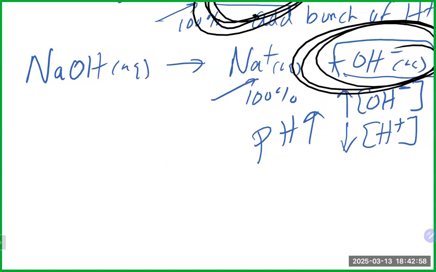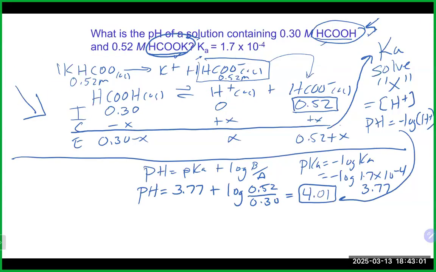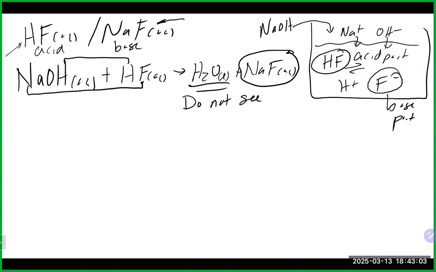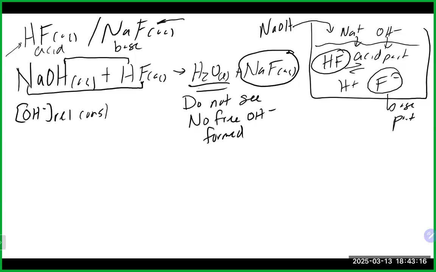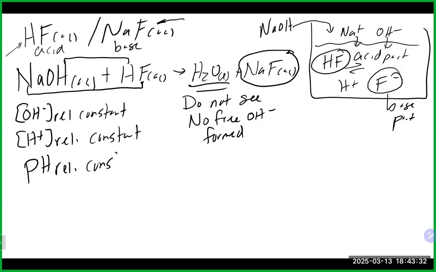And in this particular case, in case you missed that, let me zoom in on that for you. In this particular case, there is no free OH minus being formed. What that essentially means is the concentration of OH minus will stay relatively constant. And because OH minus and H plus are related to each other, that would also mean that the H plus concentration will stay relatively constant. And by default, our pH will also stay relatively constant because of that.